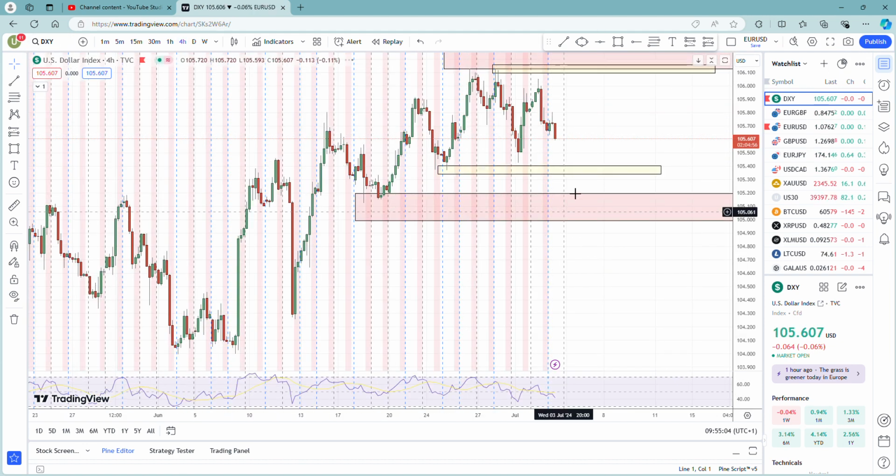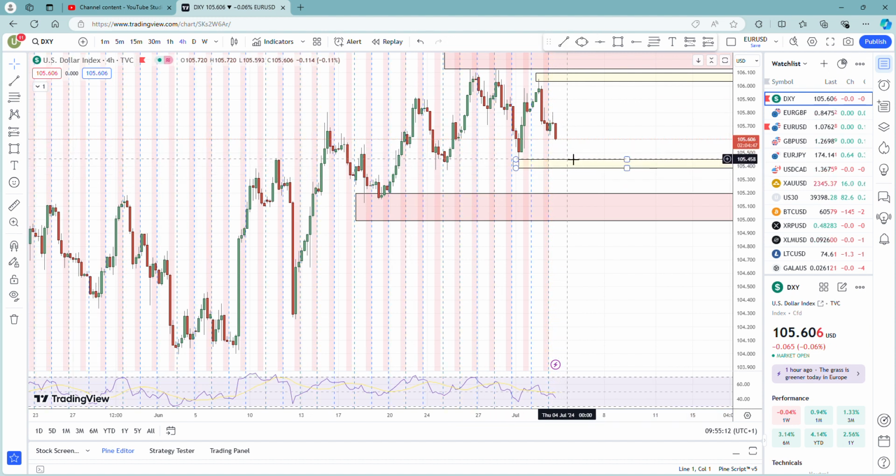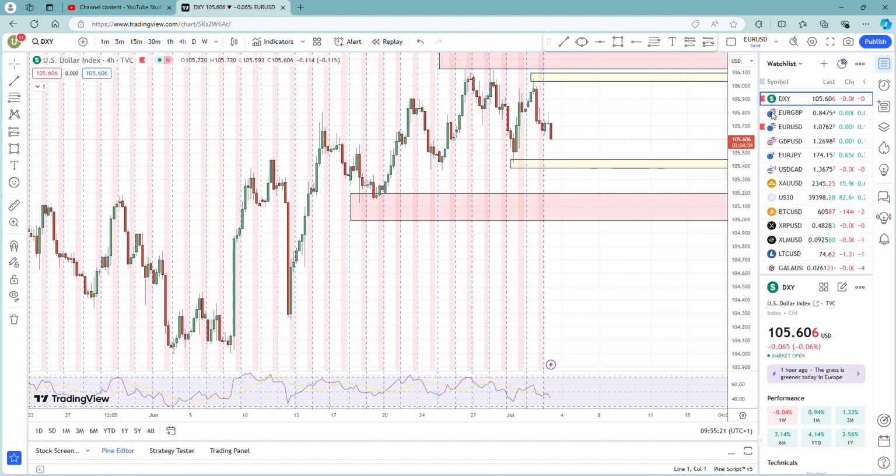and as you can see between the two H4 levels, it's in between, so it looks like it's going down to this level here. So if the DXY is going down, that means buy trades on EURUSD, GBPUSD. Before we do that, let's go on to EURJPY.